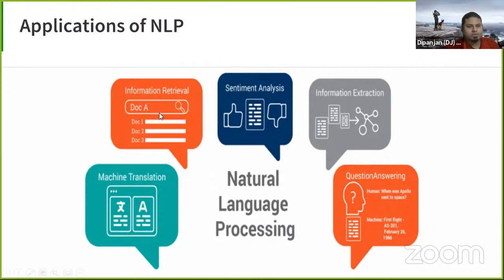Some of the popular ones include things like information retrieval. So basically Google search, it's powered by natural language processing. You type in a query, it will then try to find some kind of a vector representation of that query, and it will find out which are the top similar articles or top similar web pages out there based on your query. So that is where information retrieval comes into search.